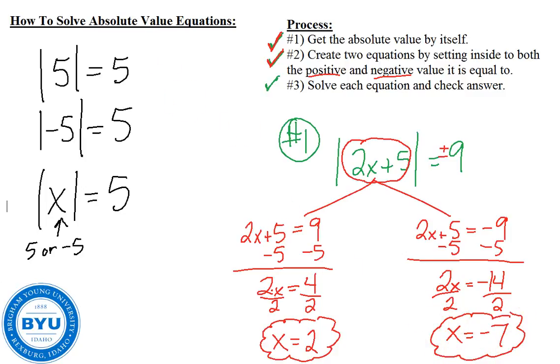We can check that here in the original equation just to make sure those work. So I would do 2 times 2, which would be 4, plus 5 is 9. And the absolute value of 9 is 9. That checks. Now let's try the negative one, -7. So I'd have to do 2 times -7, that's -14, plus 5, that's -9. But because we take the absolute value of it, that's going to make it positive. And notice that both these answers work, 2 and -7.